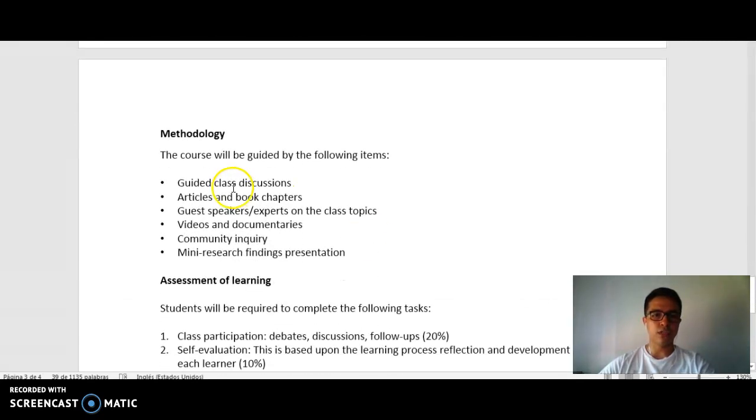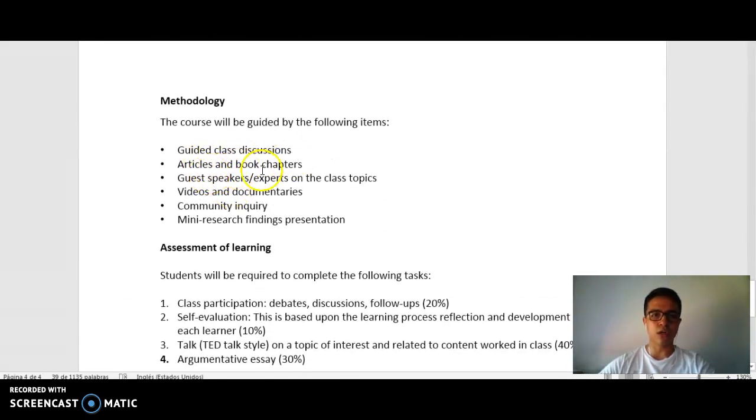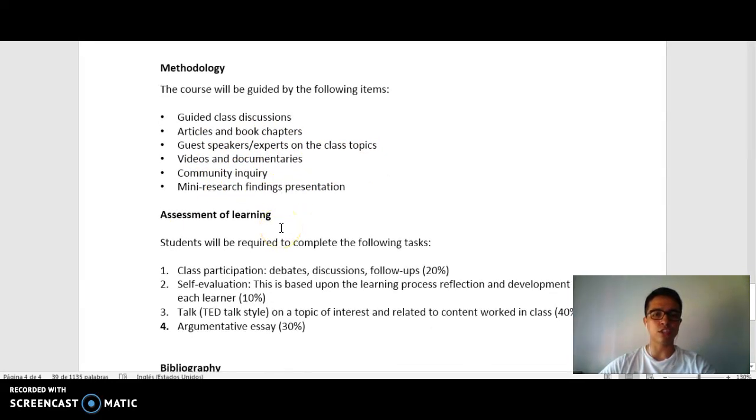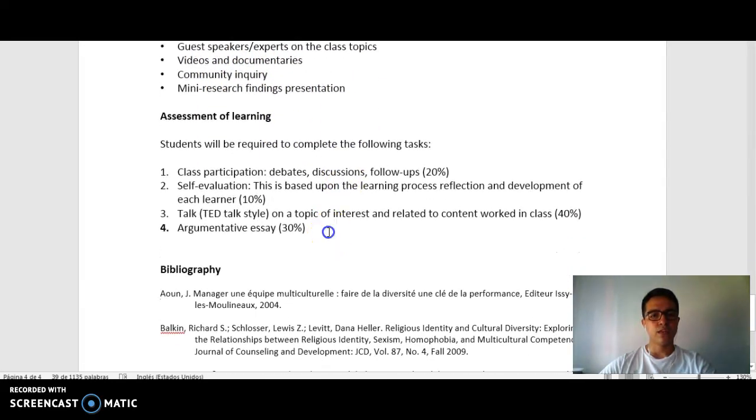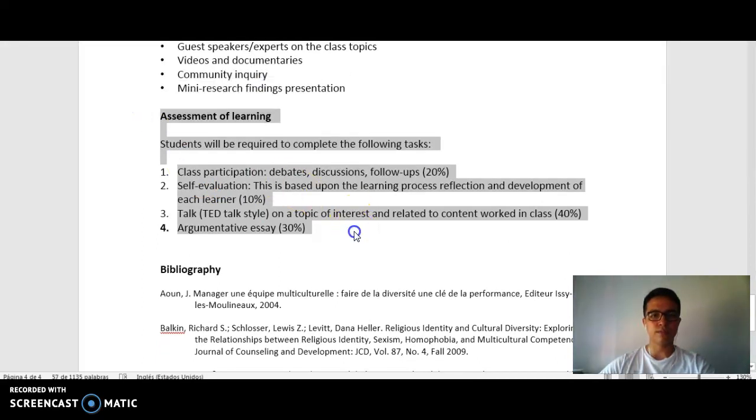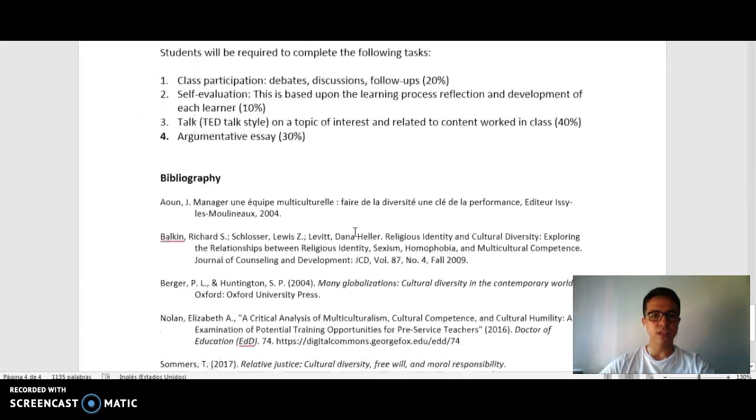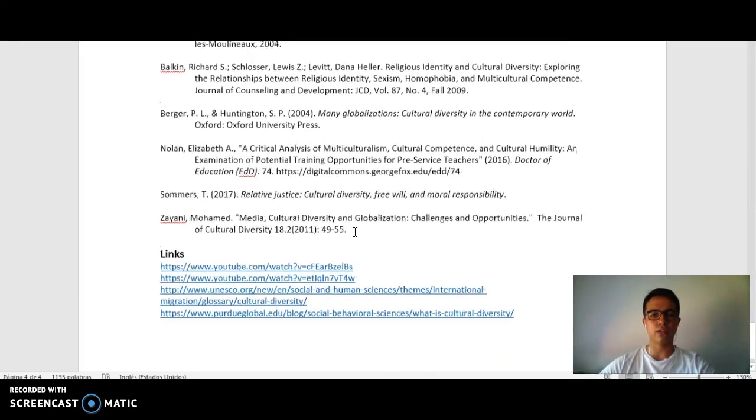So this is, Professor, the syllabus I designed. The methodology is guided class discussions, articles, as well as, as they suggested, guest speakers, experts on the class topic, videos and documentaries, community inquiry, and mini research findings presentation. The assessment of learning is the following, and here you will find the bibliography and the links.